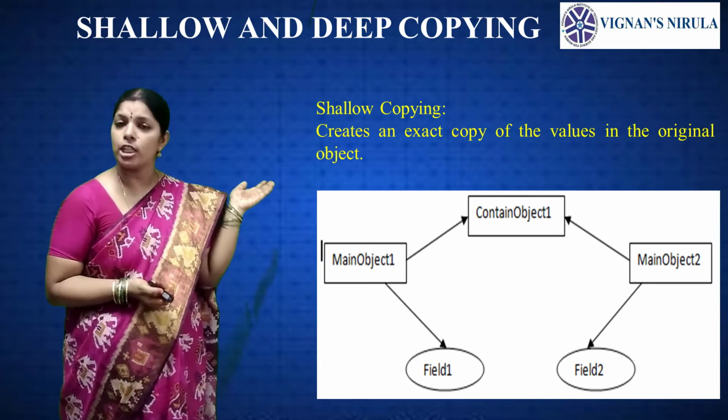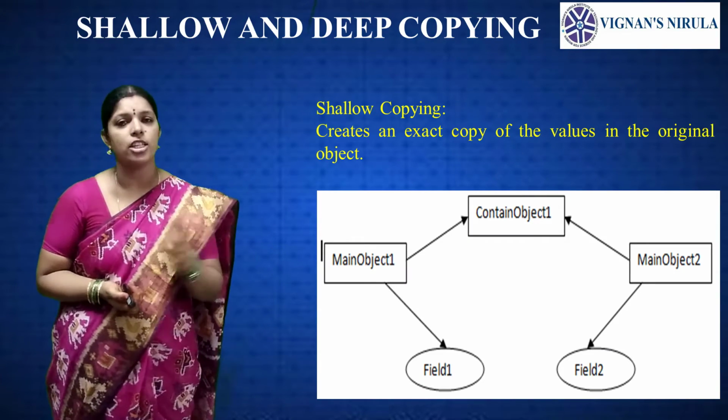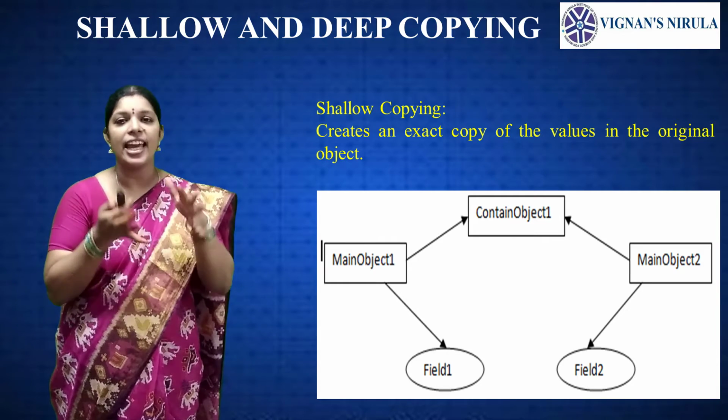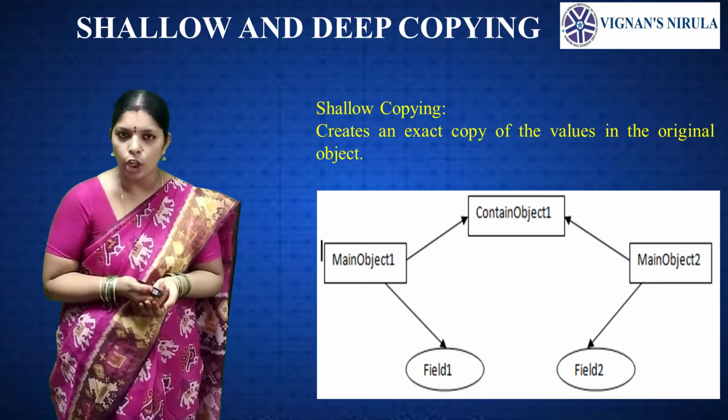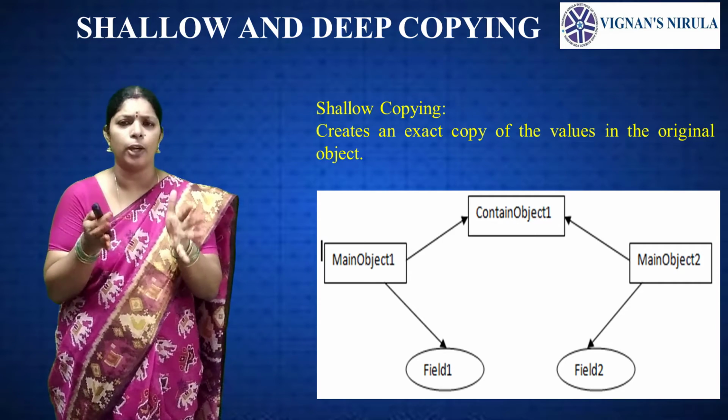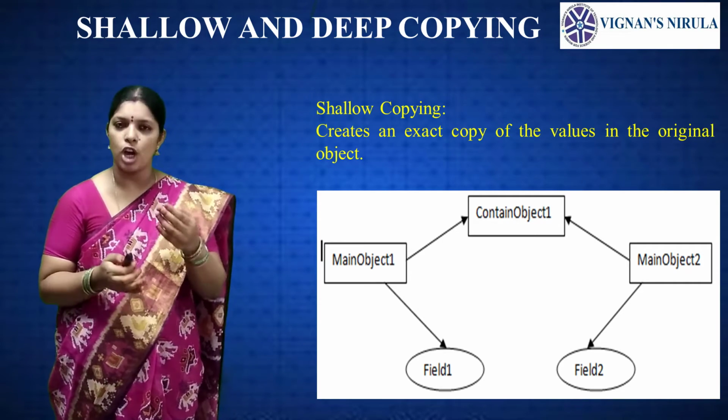Next, coming to what is meant by shallow and deep copy. What is the shallow copy? It creates an exact copy of the values in the original object. What is meant by shallow copy? We are creating the exact copy of the original object. That is the shallow copy.